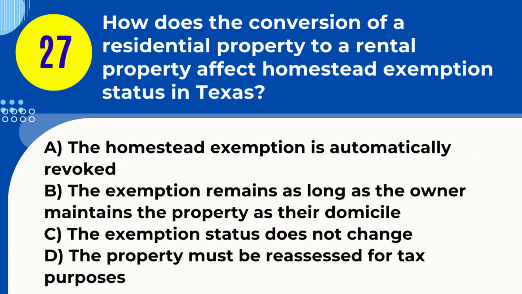Question 27. How does the conversion of a residential property to a rental property affect homestead exemption status in Texas? A. The homestead exemption is automatically revoked. B. The exemption remains as long as the owner maintains the property as their domicile. C. The exemption status does not change. D. The property must be reassessed for tax purposes. Answer: B. The exemption remains as long as the owner maintains the property as their domicile.